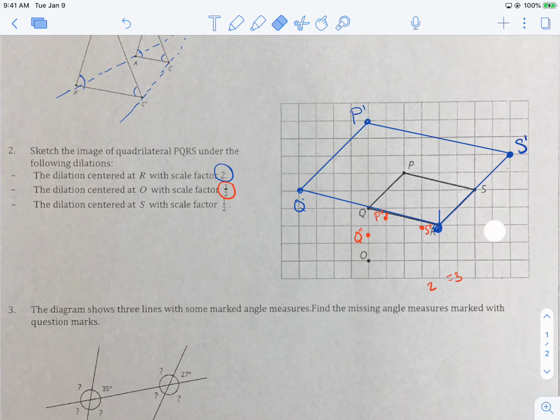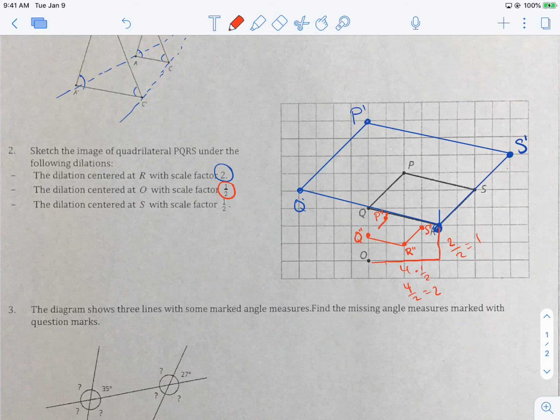All right, and then our last one is the R. So we go over 1, 2, 3, 4, and up 1, 2, but we're going to do half of that because we're multiplying by half, which is the same thing as 4 divided by 2, which is 2. And then half of 2 is 1. So then we're going to go over 1, 2, and up 1, and this will be our R double prime. Now we connect those together.